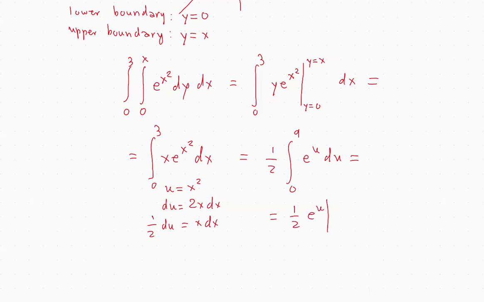And that's going to be 1/2 times e to the 9th minus e to the 0, which is 1. And this is our final answer.